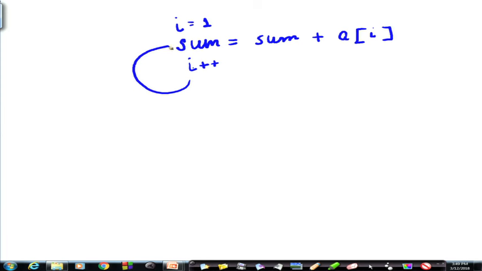For example, whenever I want to do a particular work, for example, I want to add 10 numbers, then I set the sum with sum plus a[i], with i equal to 1, and then I repeat it, i plus plus, and I go on repeating it, and this repetition is done in the form of a for loop or while loop, you know that, right.